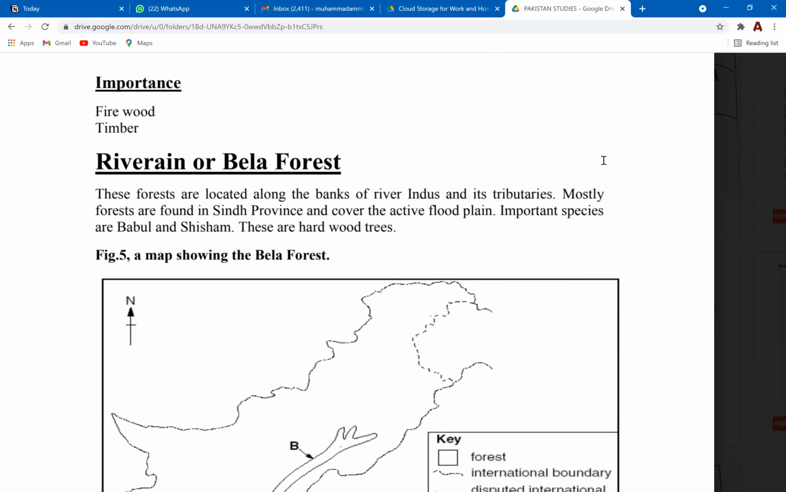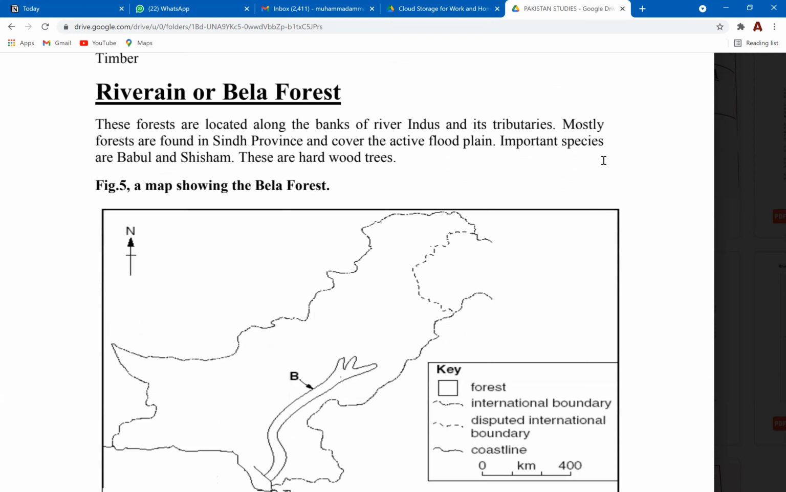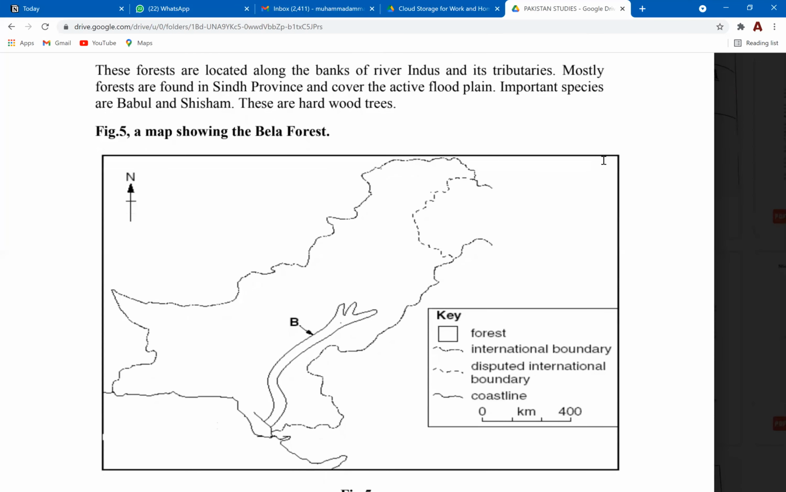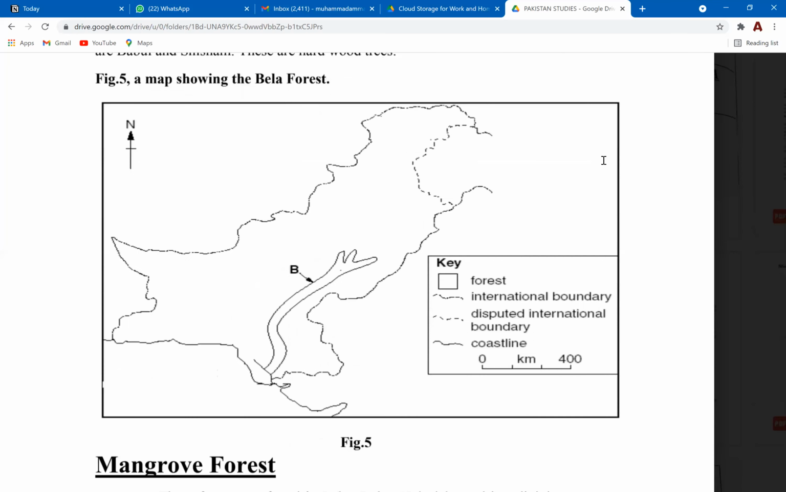That's it. Riverine or Bela forests. These forests are located around the bank of the river Indus tributaries, just like the scrub forests. They are also found in the active floodplains.